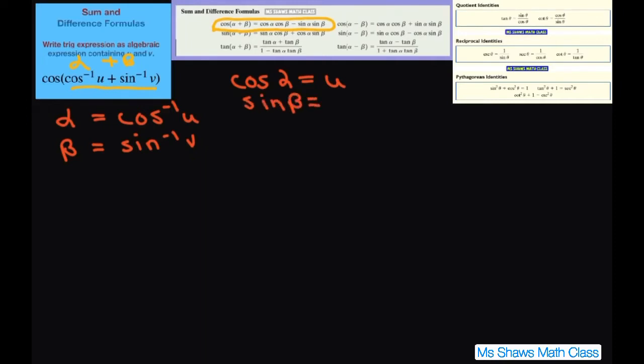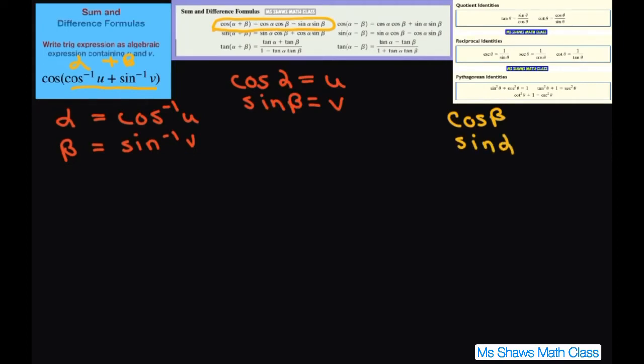So basically, let's set alpha equal inverse cosine of u. That means cosine of alpha equals u. And then for our beta, we have beta equals inverse sine of v. That means sine of beta equals v. Now, to use our formula, we also need cosine of beta and sine of alpha.